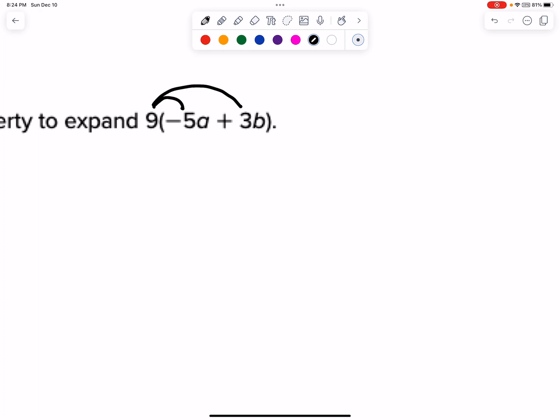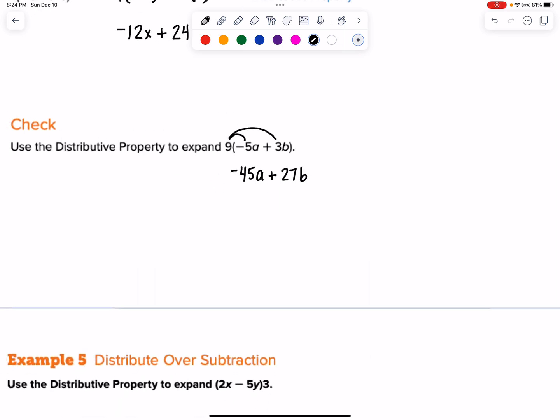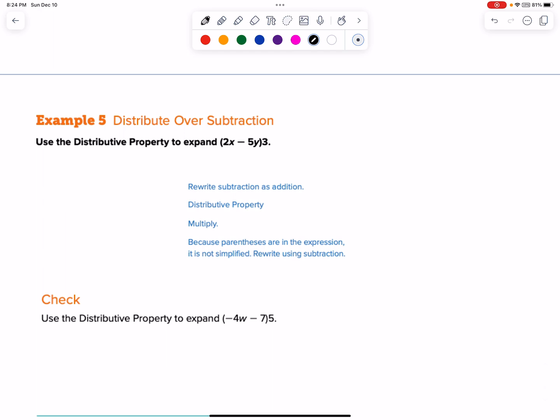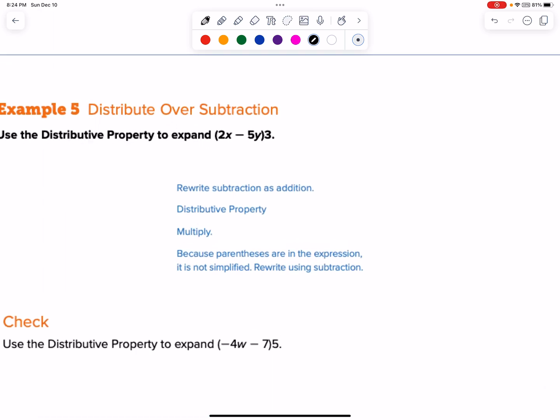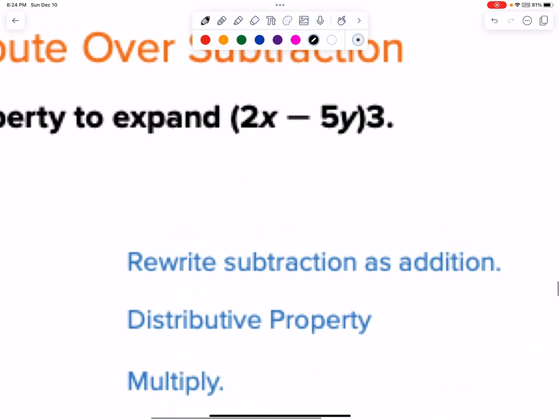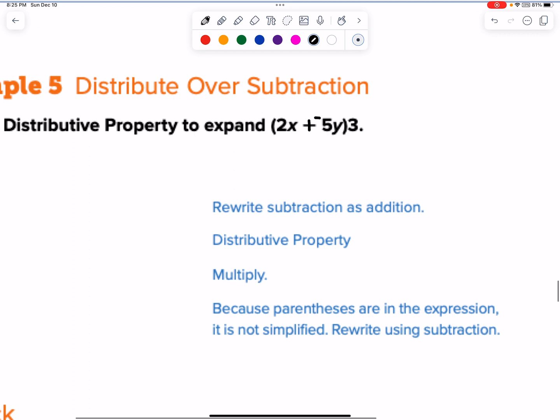And so we have 9 times negative 5a. So if I have 9 of them, how many do I have? I have negative 45a plus, I have 9 of the 3b, so we have 27b. Okay, and there we go. There's no like terms and there's no parentheses. Now, distributing over subtraction is the same thing. The very first thing you're going to do is rewrite the subtraction as addition by KFCing. So add the opposite. There we go. And we have exactly what we just did.